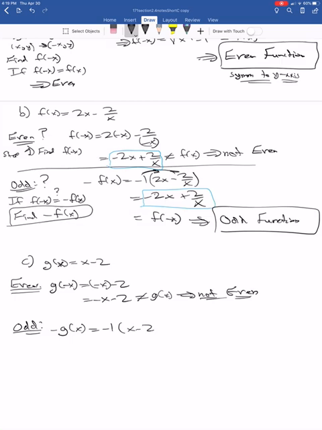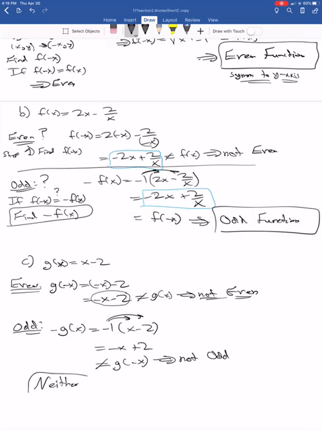Now as we do our odd test, we have to find the negative of the function, which is negative 1 times x minus 2. As we distribute, that's negative x plus 2. Well, negative x plus 2 is not equal to what? Here's g of negative x. Not equal to g of negative x. They're different. This is not an odd function. So it is neither. So in this example, we have no symmetry.